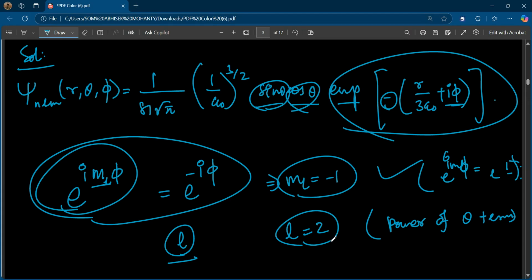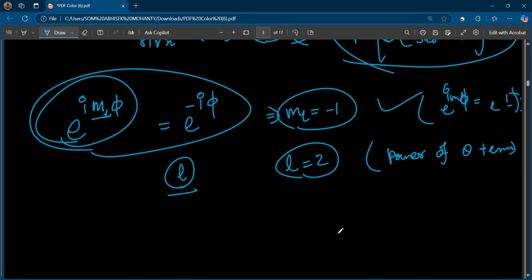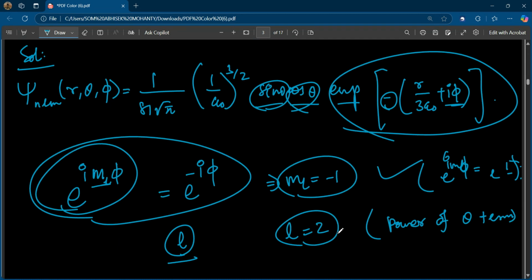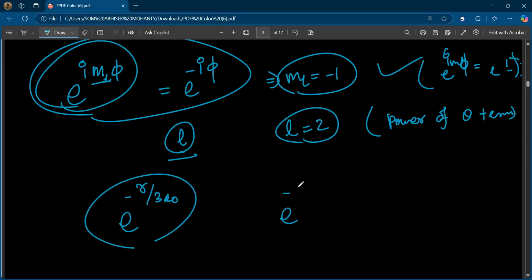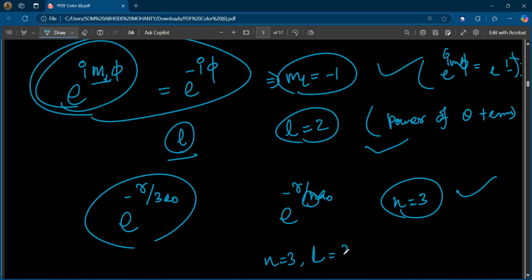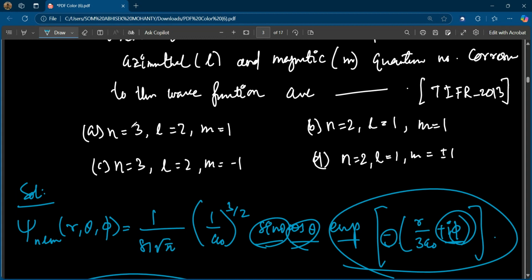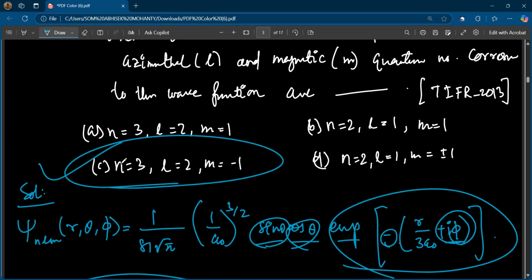Now n is simply from the other exponential term here. One we have done, another is e to the power minus r by 3 a naught. Actually it is r by n a naught, so simply you can see n is equal to 3. This is the way you can get the values of n, l, m. So the answer is n equal to 3, l equal to 2, m equal to minus 1. Let's see which option matches this description. Option C is the correct answer.